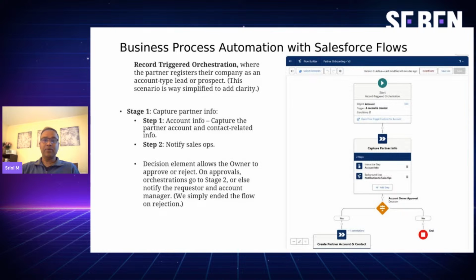Based on certain attributes, here in this decision element, even though it says account owner approval, it's not really approval. I named it this way. It's based on the attributes on the account object or any other object behind the scenes. It's going to determine whether this person can progress to the next level or we should cancel it. If we cancel it, of course, I ended it, but you send a notification to the customer, the partner, saying why you canceled.